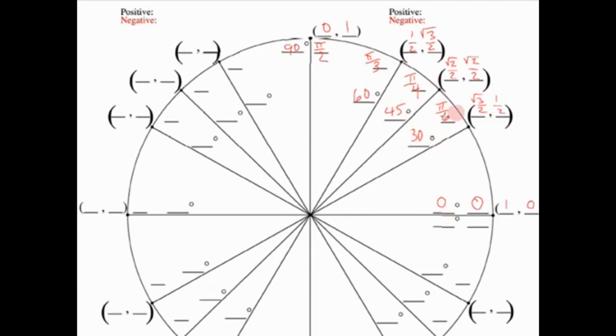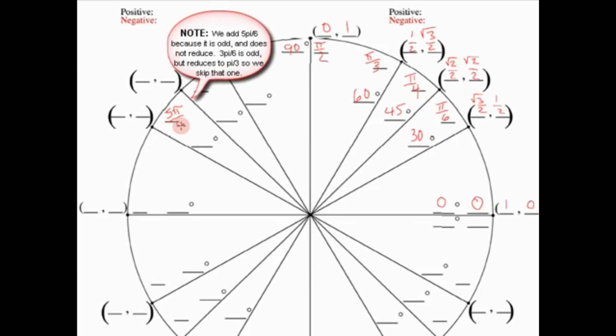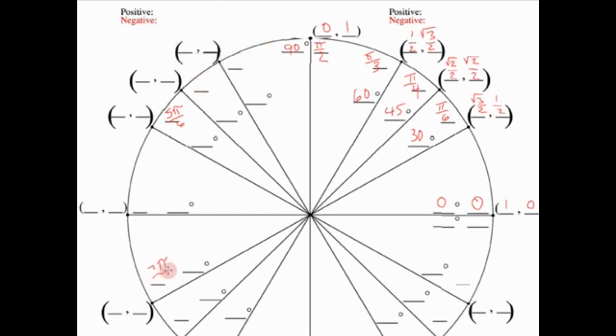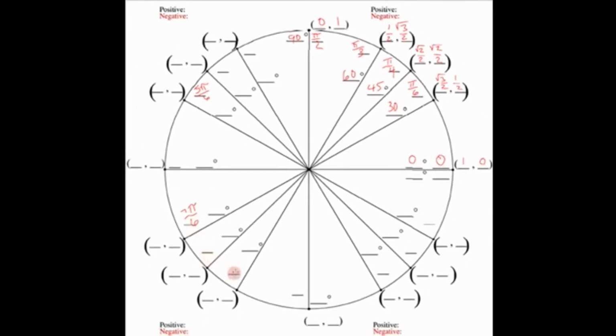Pi over 6, that's 30 degrees. Go another 30 degrees. 2 pi over 6. Another 30. 3 pi over 6. Another 30. 4 pi over 6. Another 30. 5 pi over 6. So I'm just going with that one. 5 pi over 6. Every odd I'm going to put down there. 6 pi over 6. 7 pi over 6. 8 pi over 6. 9 pi over 6. 10 pi over 6. Again, only the odd ones. 11 pi over 6.